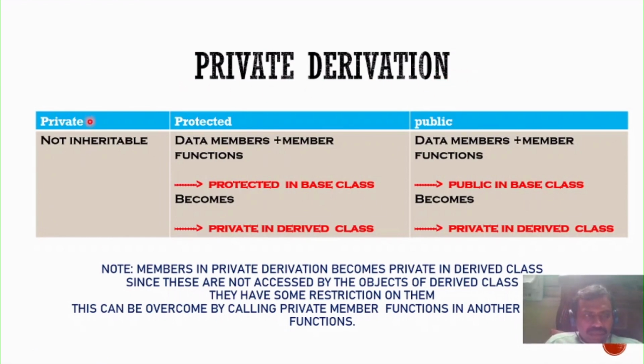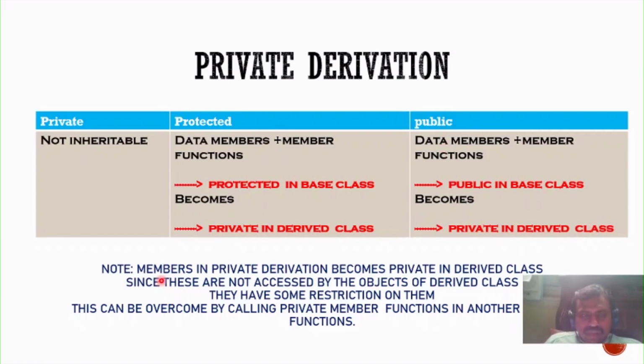In private derivation, the private data members and member functions are not inheritable. In protected data members and member functions, the protected in base class now becomes the private in derived class. The protected members in base class are going to become private in derived class. Now in the public section, the data members and member functions which are available in the base class are going to become private in derived class. So the private is not inheritable, the protected members are going to become private, and the public members are going to become private in derived class.